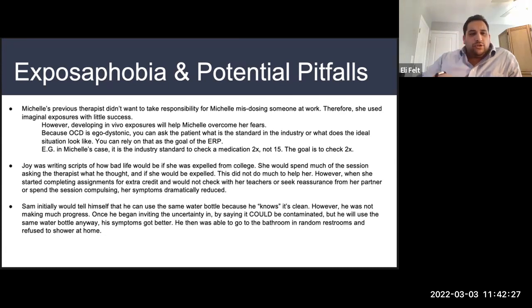So I'm going to use the same three patients that we've been working with throughout this presentation and show you a little bit about how that could have been a problem, and how we're trying to change it. So Michelle's previous therapist didn't want to take responsibility for Michelle misdosing someone. Because that's really scary for her, right? She doesn't want to be in the news. That's very hard for her to deal with. So instead, she was dealing with these imaginal exposures. Like, imagine that you gave the wrong prescription to someone and they died or whatever it is.